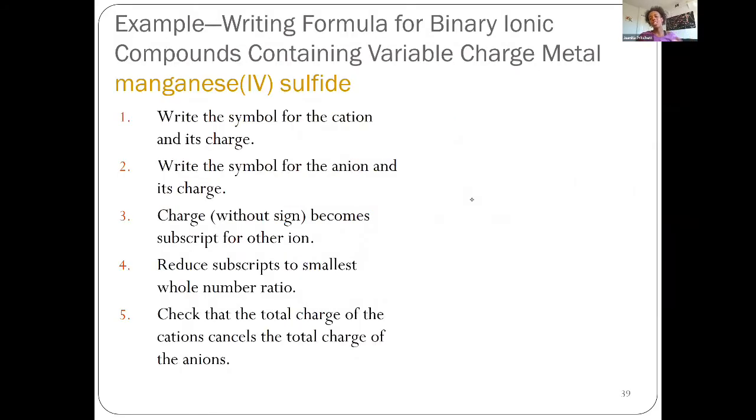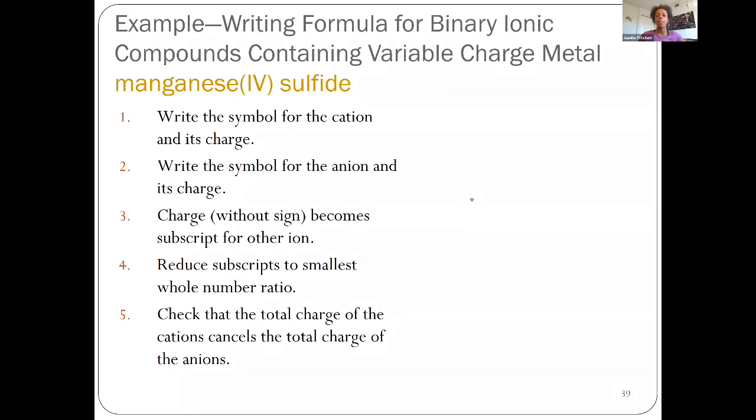And so, of course, just like before, if we can go from the formula to the name, we can also go from the name to the formula. So in this case, if we have manganese 4 sulfide, I already see some clues to tell me what kind of compound this is. I see no prefixes, so that tells me I'm probably dealing with an ionic compound. I also see Roman numerals, so that tells me that I'm dealing with a metal that has a varying charge.